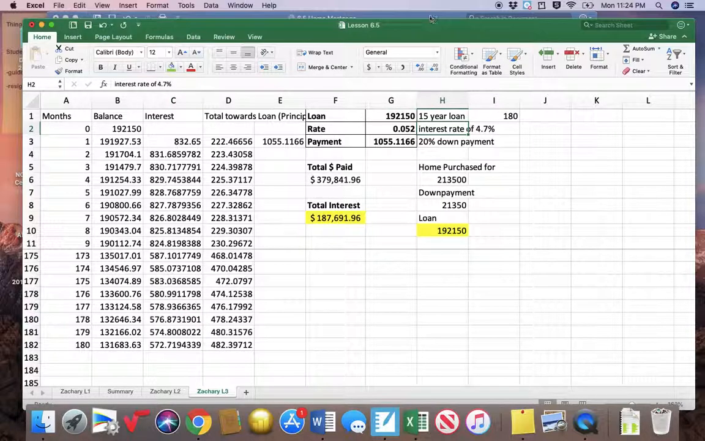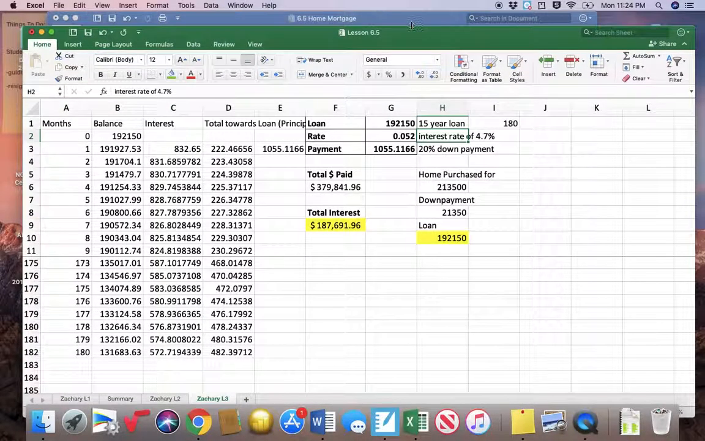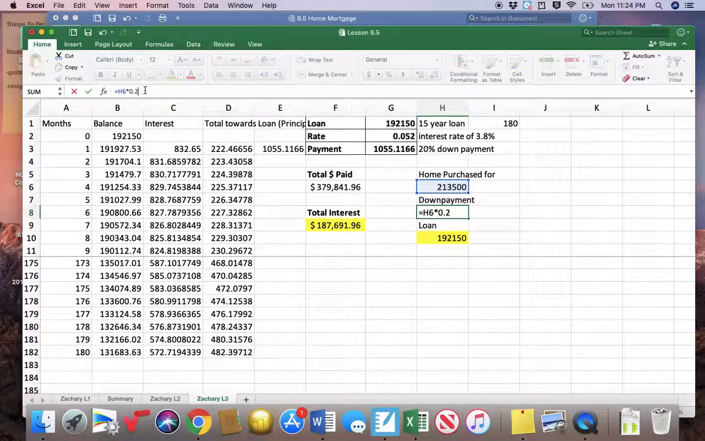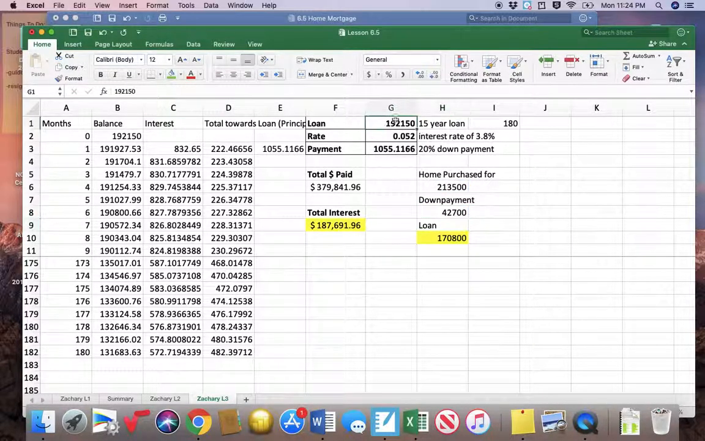Let's change this information. So my interest rate here is 3.8%. And I am putting 20% down, so this is kind of nice. So here I'll put 20% down. I do need to change this back to my 0.2. And therefore my loan is going to be $170,800.